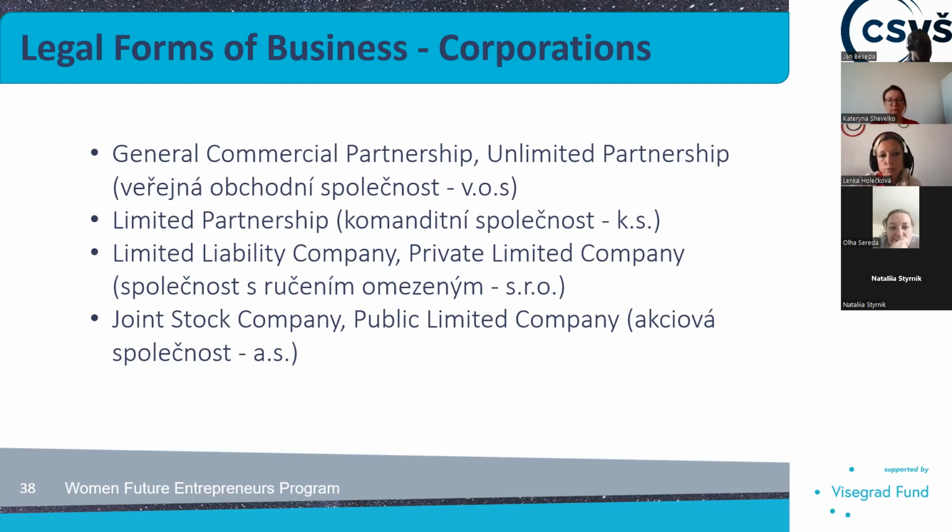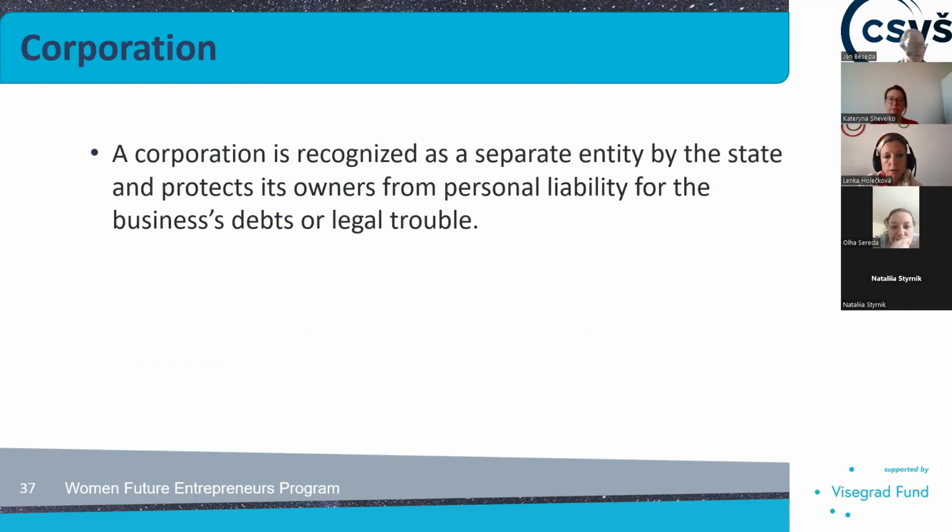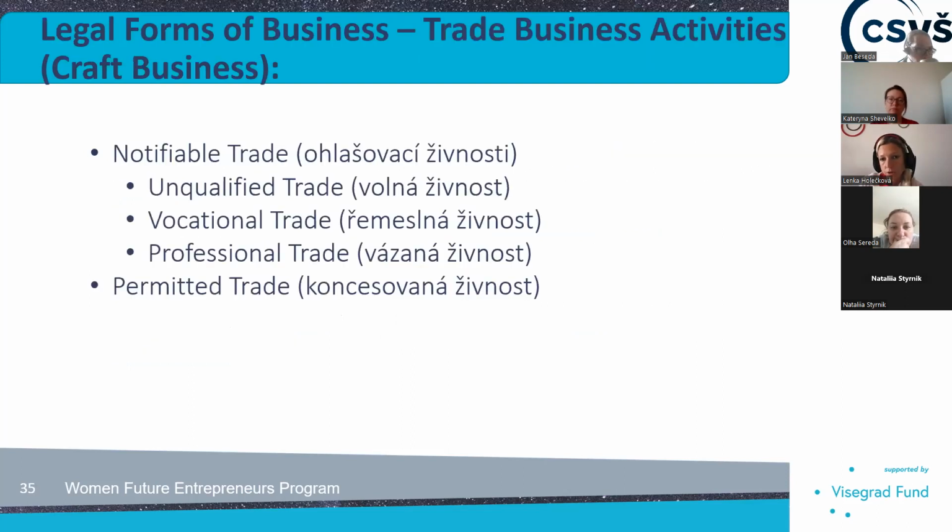But we have also the joint stock company. It's the most complicated form, I would say. Limited partnership is not so common. It is not so commonly used. And general commercial partnership or unlimited partnership, it's veřejná obchodní společnost in the Czech language. So we will outline mainly these basic forms of business, basic corporations, and also basic types of craft business in our future lectures.